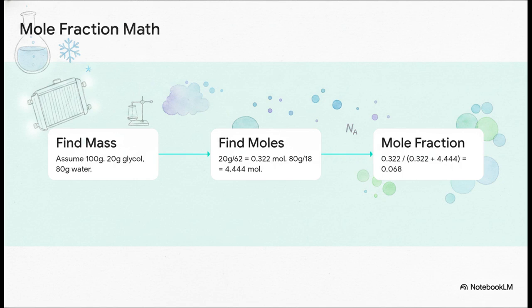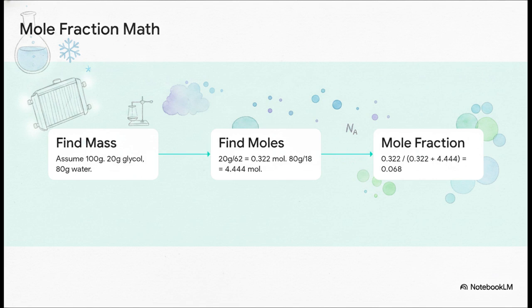Let's actually walk through a classic calculation together, finding the mole fraction. Imagine we've got a 20% by mass solution of ethylene glycol, which you'd commonly use as car antifreeze. Step 1, just assume you have a 100-gram sample total. That instantly gives us 20 grams of glycol and 80 grams of water. Step 2, convert those masses straight to moles by dividing by their molar masses.